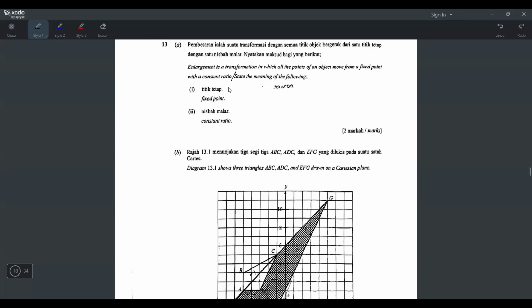So I think what they want you to write is the meaning of fixed point, right? So what do we call the fixed point? The center of enlargement. So we just write center of enlargement, okay? In Bahasa Melayu, it's called the pusat pembesaran, okay?